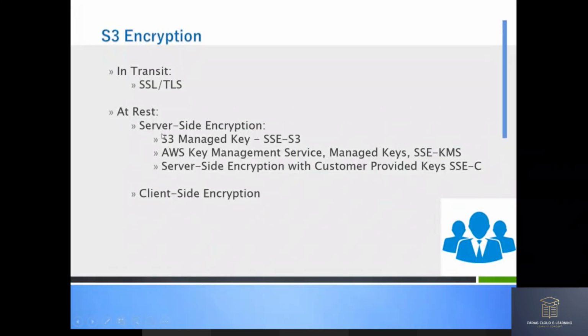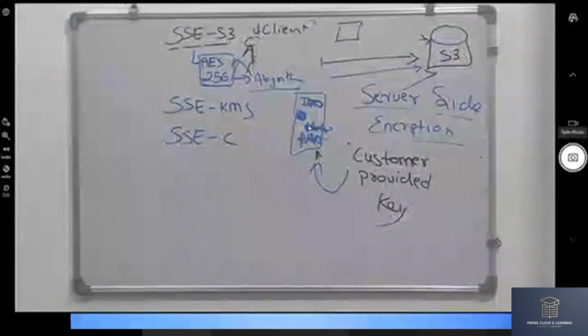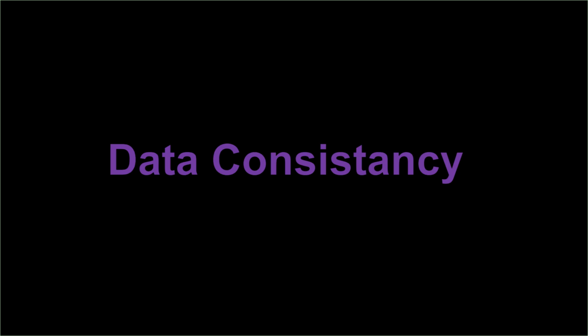And at rest, server side encryption: S3 managed key, SSE-S3; AWS managed key service manages the keys, SSE-KMS; and SSE-C, server side encryption with customer provided key. So there are three types of server side encryption, and client side encryption means you are encrypting your data on premise and uploading. You are not using S3 encryption.